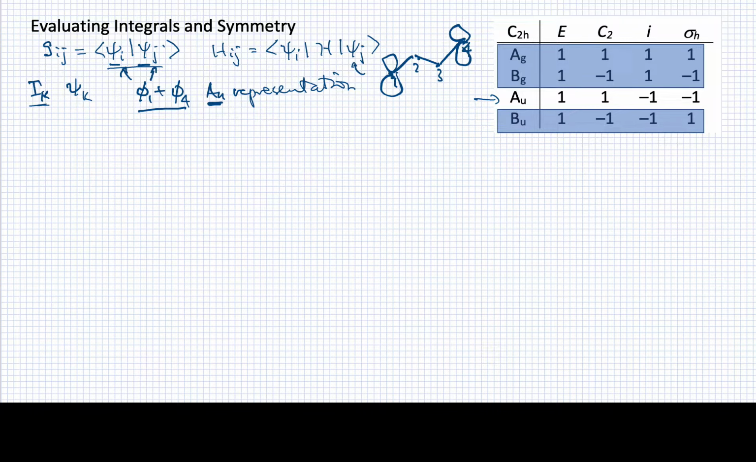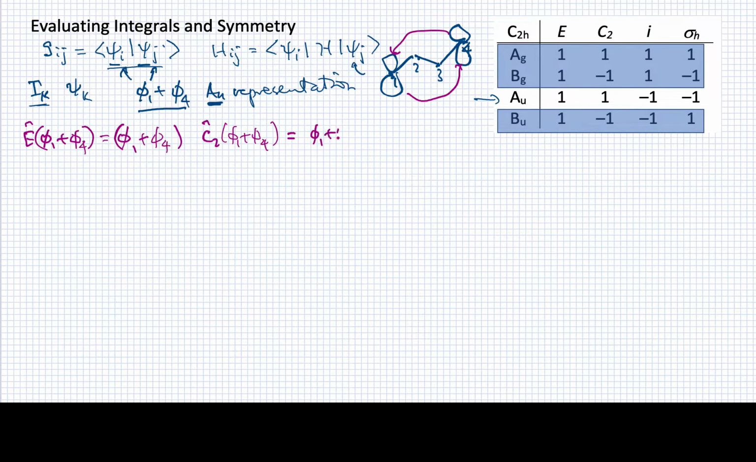All right, exactly what does it have to do with that Au symmetry? Well, let's suppose, for example, I took the identity operator and operated it on phi 1 plus phi 4. I think it's easy to see, because the identity operator doesn't change anything, that I would just get phi 1 plus phi 4 back. If I did the same thing for C2, though, what would I get? Well, it would basically switch the positions. These would rotate around, but I would still get phi 1 plus phi 4.